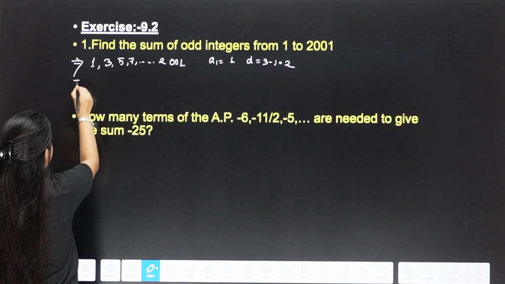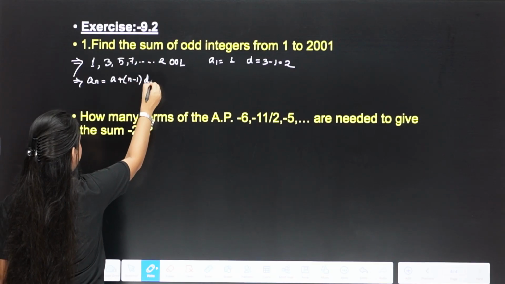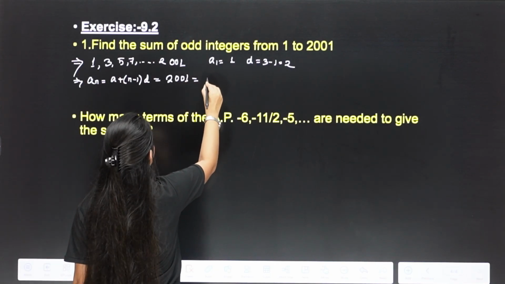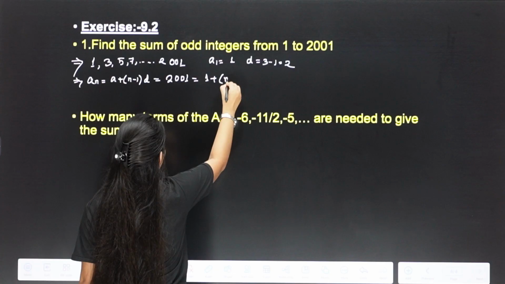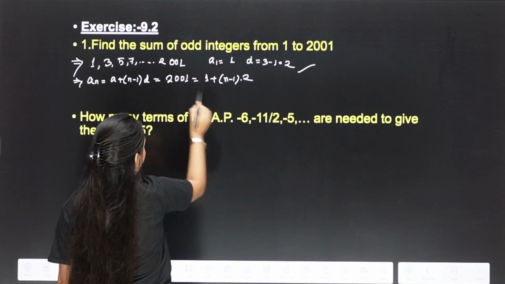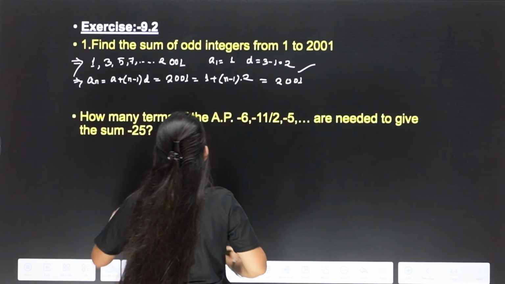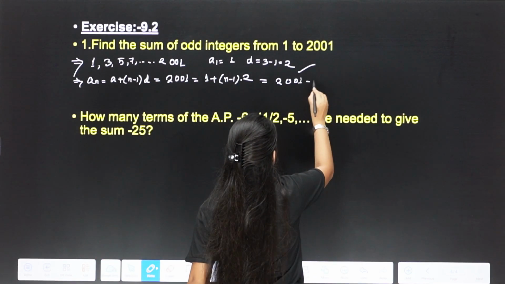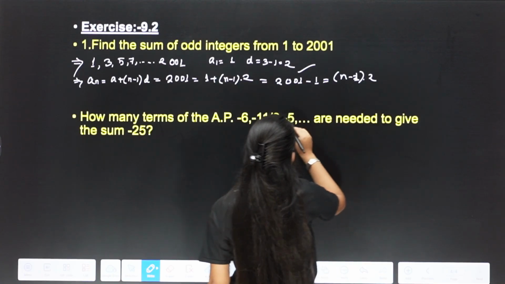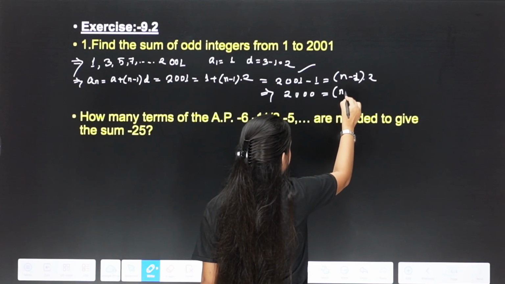That is first an is equal to a plus n minus 1 into d, that is 2001 is equal to, what is the first term? First term is 1, then n minus 1. What is the common difference? Common difference is 2 into 2. So it will be 2001, we will take 1 on the left hand side, that is minus 1 is equal to n minus 1 into 2, that is 2000 is equal to n minus 1 into 2.